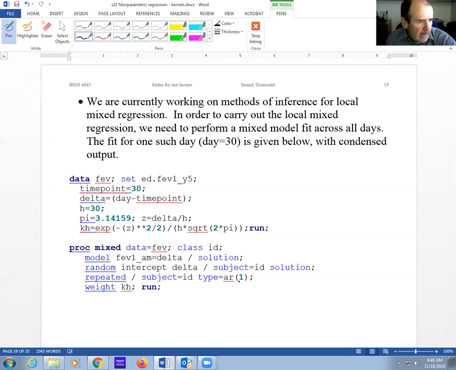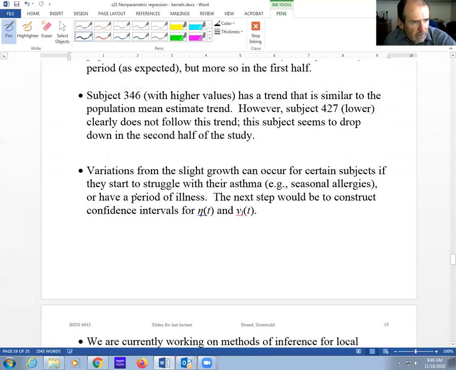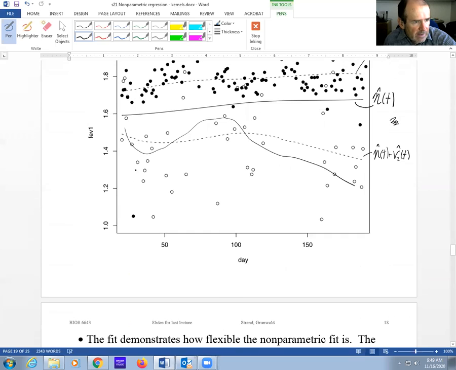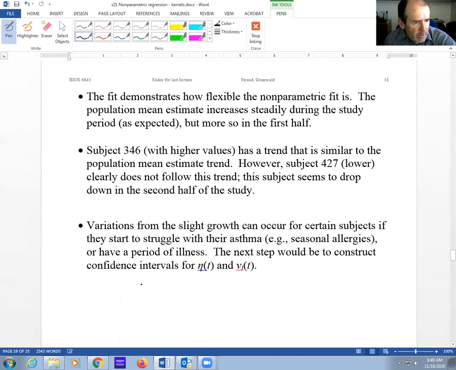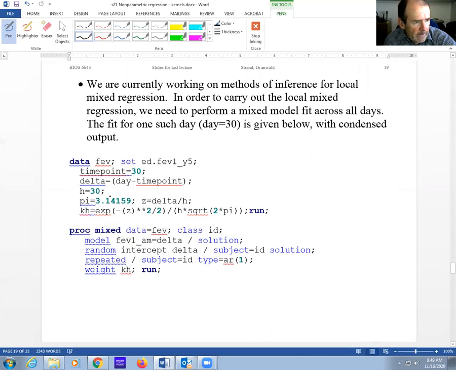Okay, so what we do is we create, in our data step here, I'm just looking at time point 30. Okay, so if you look at the graph, that's early in the data, so that's about right here. And I'm doing one local regression about that point. And so I'm centering delta. This is our x minus x naught. I call it delta.